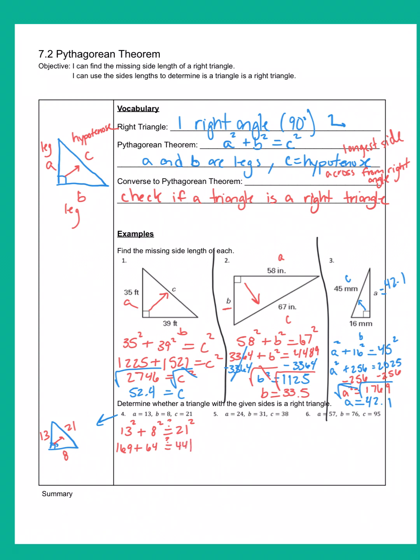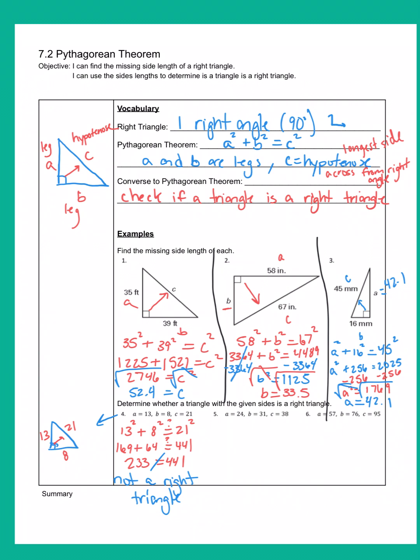And then we're just going to add the like terms on the left. So we add the 169 plus 64, and we get 233. But does that equal 441? It definitely does not. So then this would not be equal. So then it is not a right triangle. Because if it was, then the Pythagorean theorem would be true. And since it's not true, it can't be a right triangle.